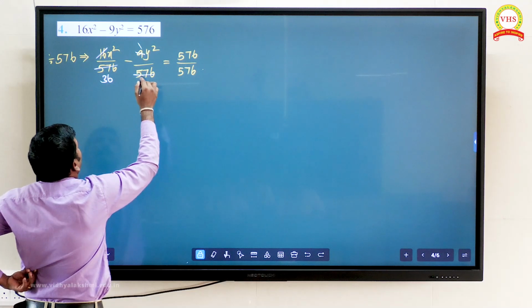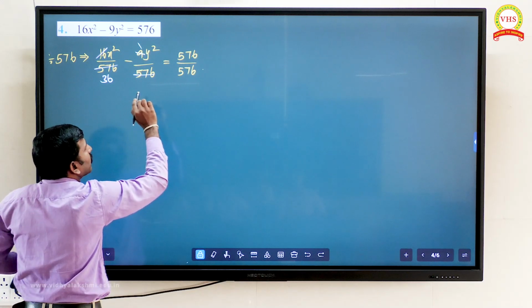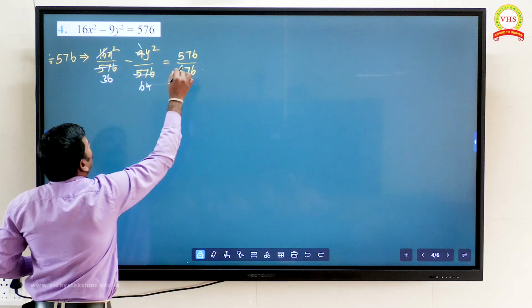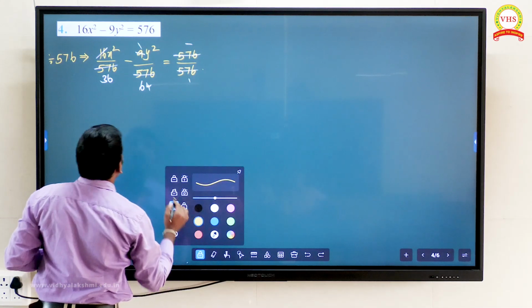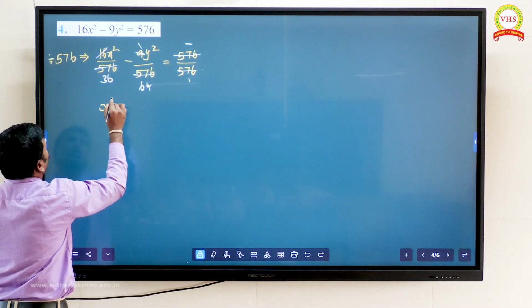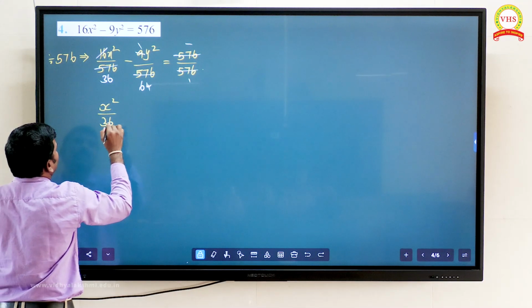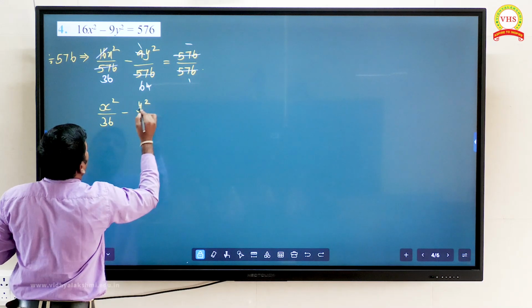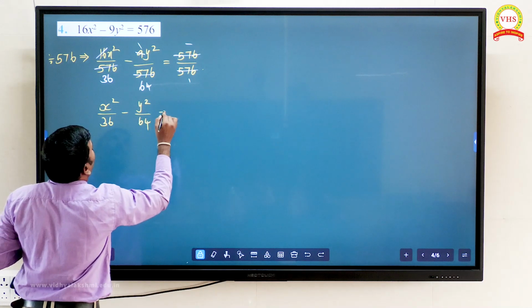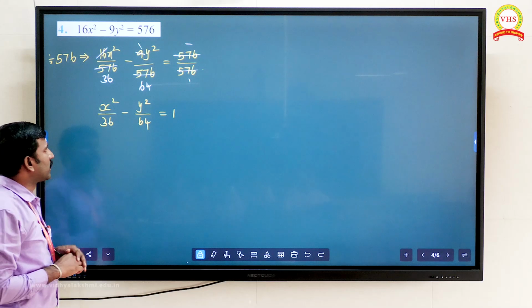How many times? 64. And this will be 1 and 1. Okay, now we'll be going. So x square divided by 36 minus y square divided by 64 equals 1. That's our required equation.